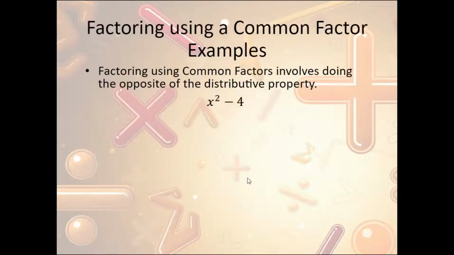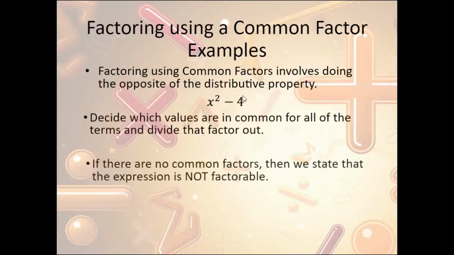Let's look at another example. We have x squared minus 4. So we're looking for something that's in common. Well, all we have is an x here, and all we have is a constant here. So there's nothing in common there, so there's nothing we can factor out. So it's not factorable, so we just leave it as it is. So this is its most factored form for now.